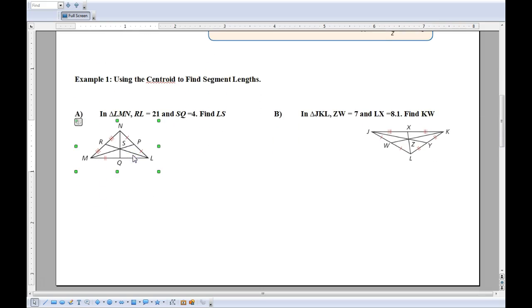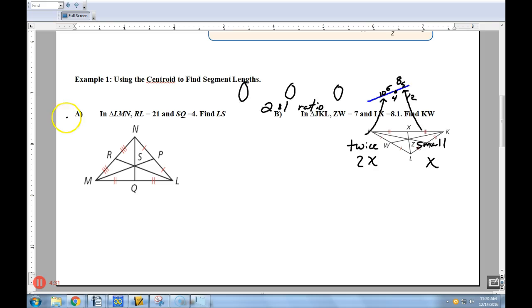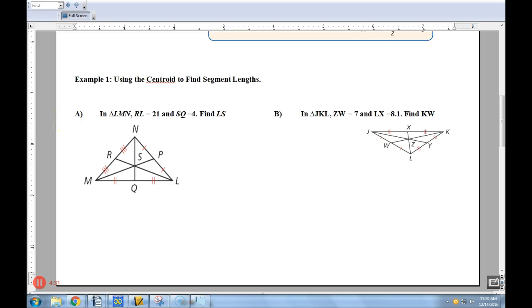So let's look at our picture here, and I'm going to zoom, make this guy a little bit bigger just so I can draw on it easier on this big board. But it says in triangle LMN, RL is 21, so that means the entire length of this line from R to L is 21. And SQ is 4, so that's a different piece, is 4. Find LS. Well, the 4 kind of threw me off and didn't really tell me much of anything. If this little piece is 4 though, the longer side would be 8 because there's a 2-to-1 ratio for every median.